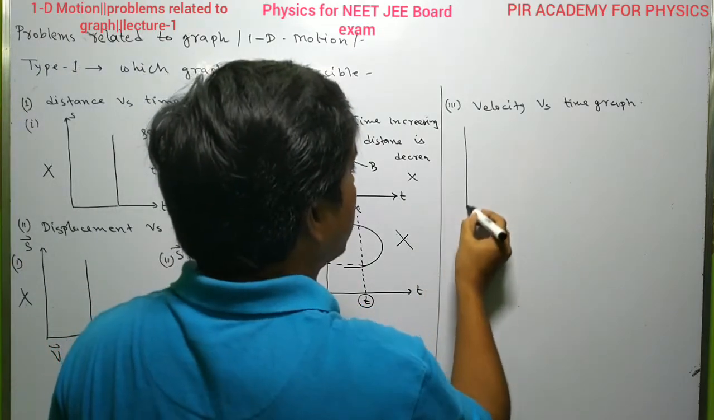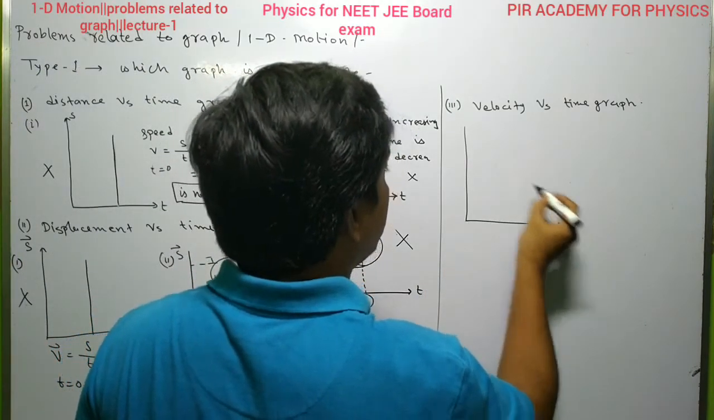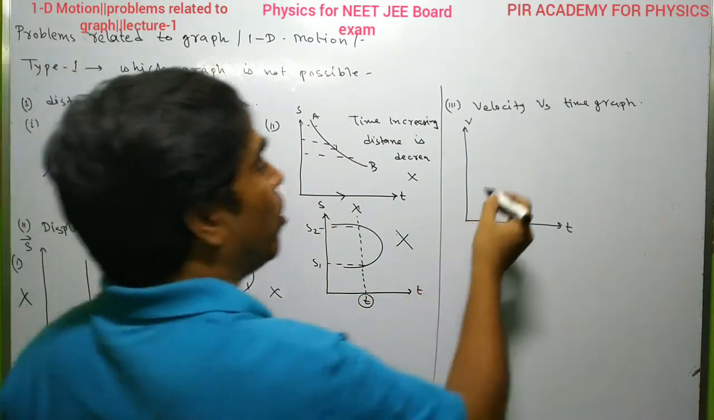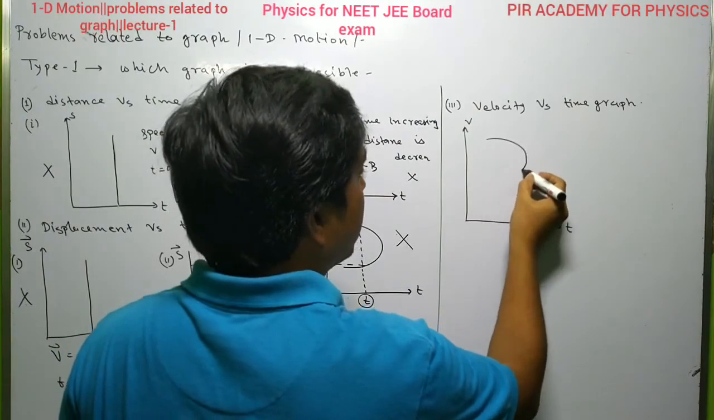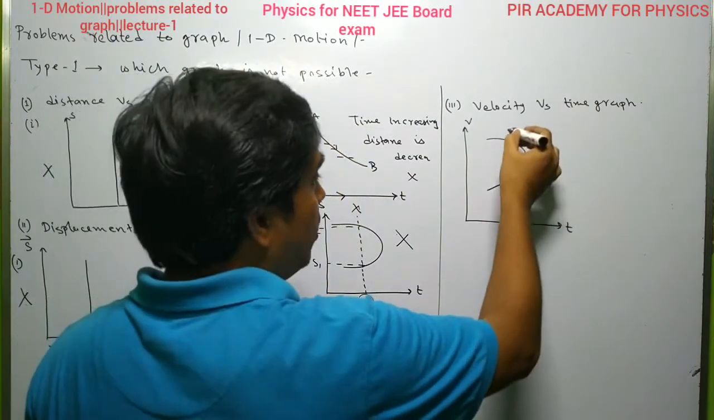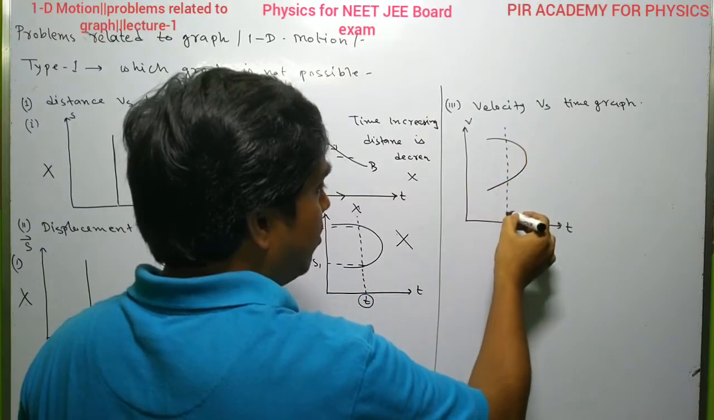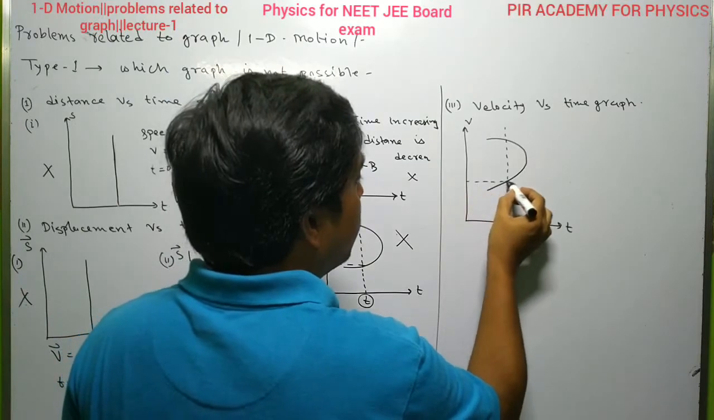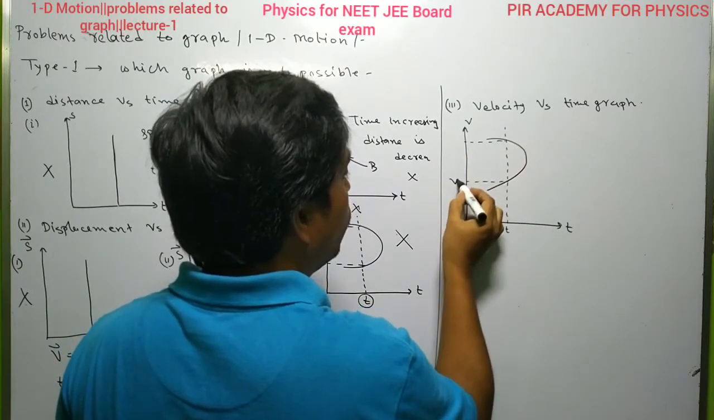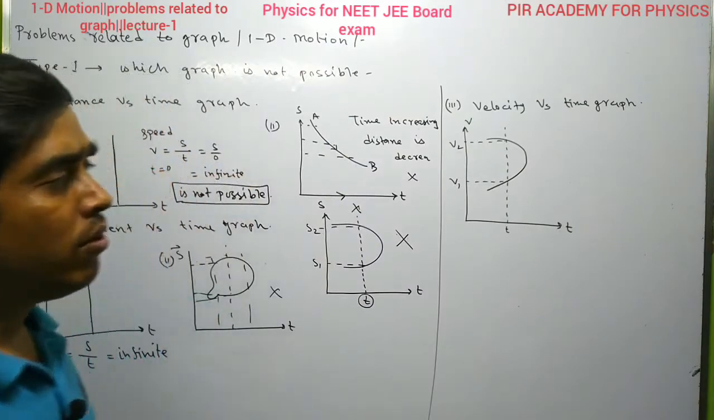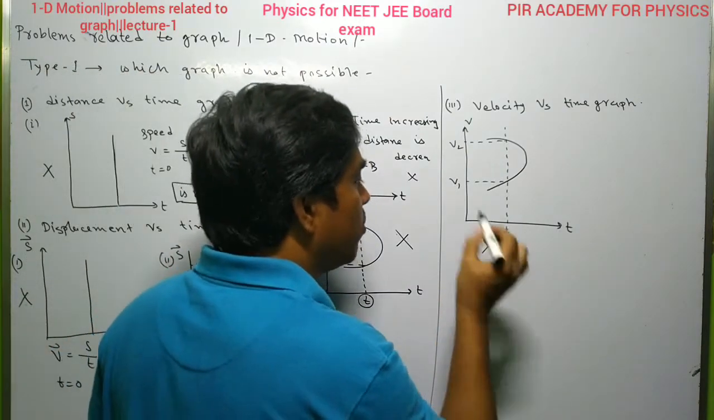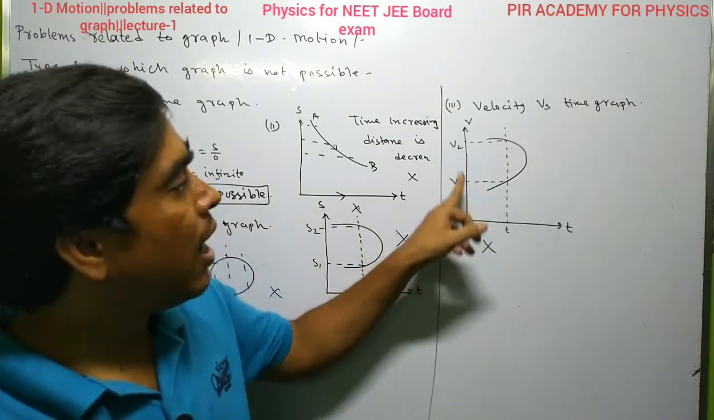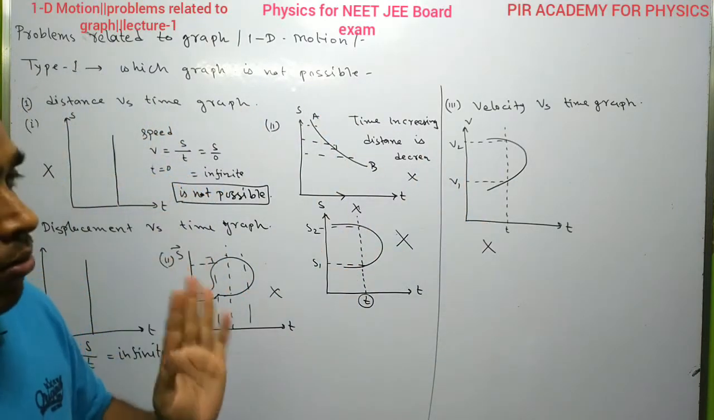Here is time t and here is velocity. So if I draw like this, then you see this is any instant of time. At the same instant of time this particle has two velocities. This is impossible. So this graph is not possible, because at the same time this particle has two velocities.